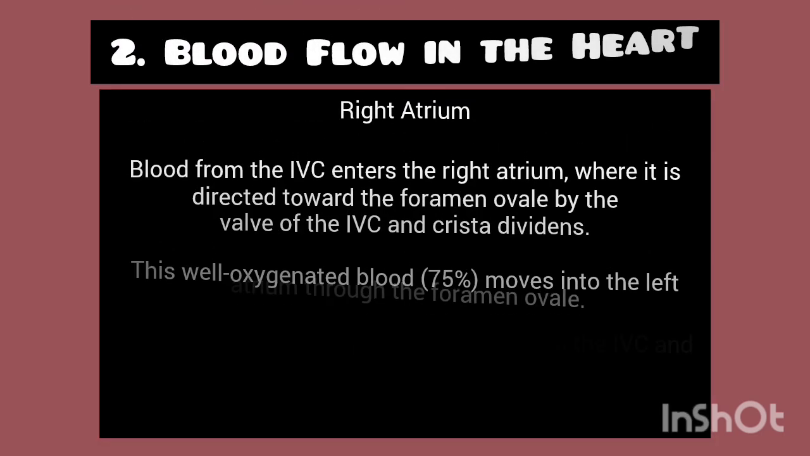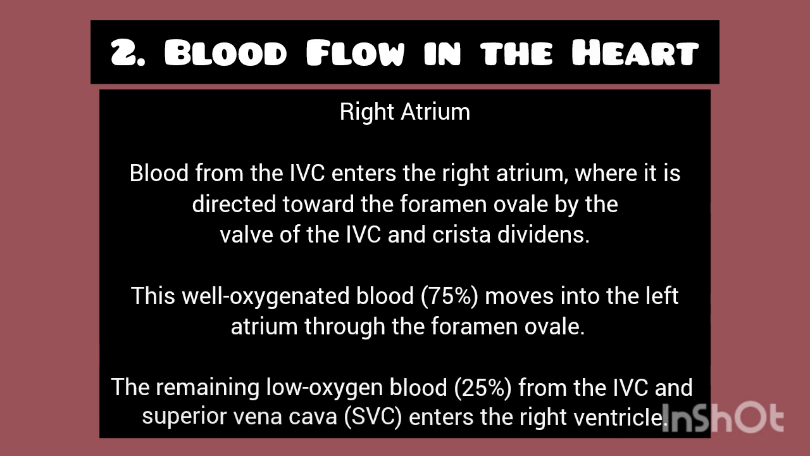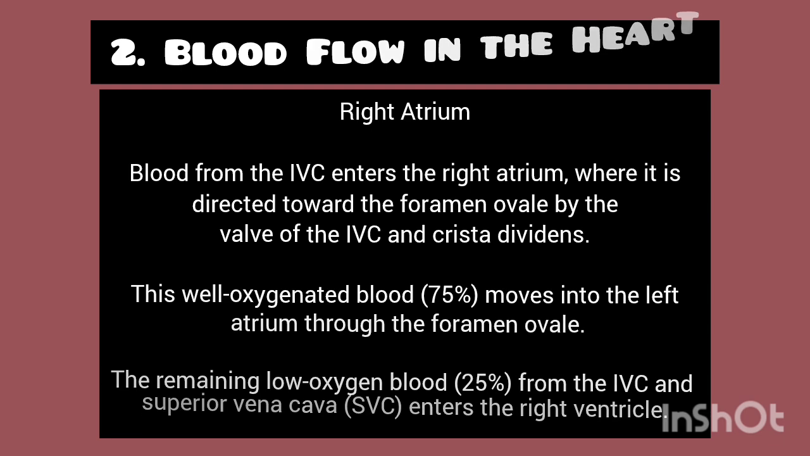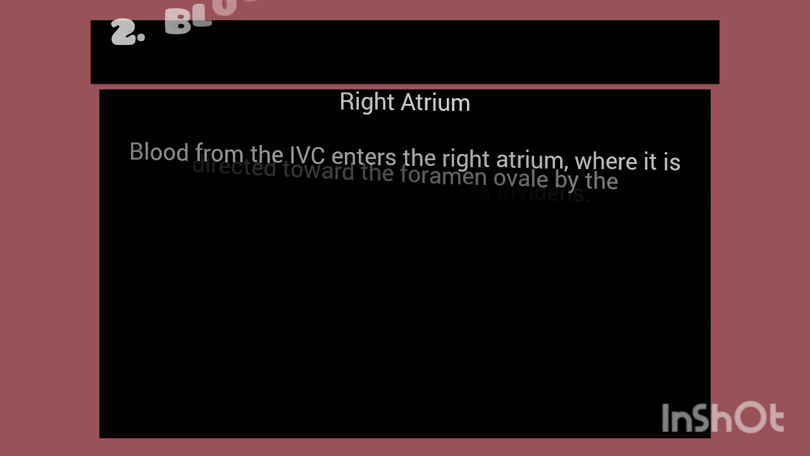2. Blood flow in the heart. Right atrium. Blood from the IVC enters the right atrium, where it is directed toward the foramen ovale by the valve of the IVC and crista dividens. This well-oxygenated blood, 75%, moves into the left atrium through the foramen ovale. The remaining low-oxygen blood, 25%, from the IVC and superior vena cava (SVC) enters the right ventricle.